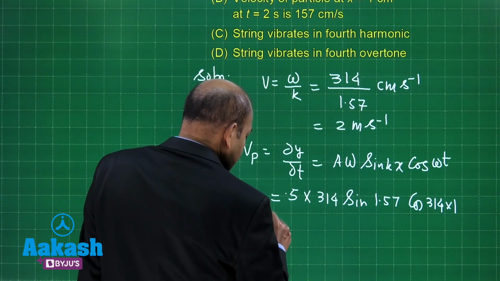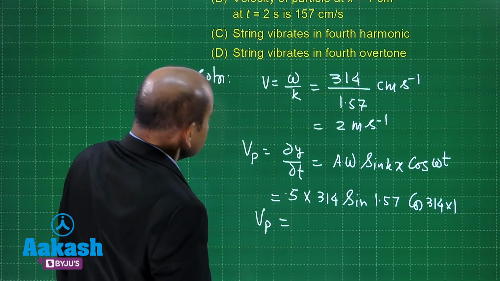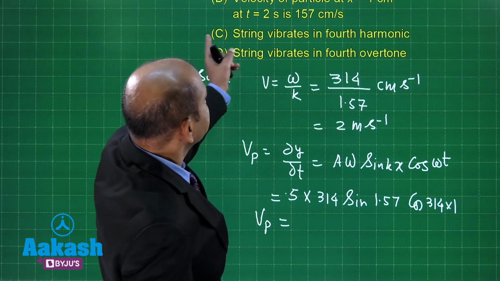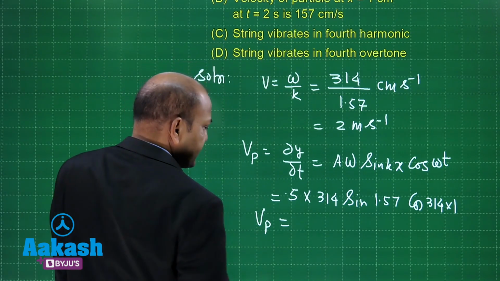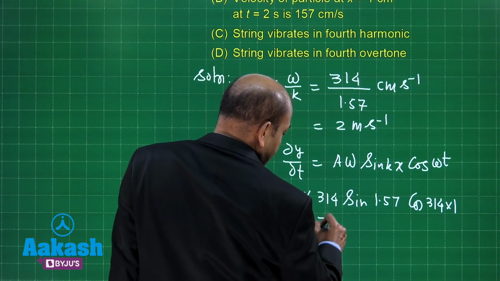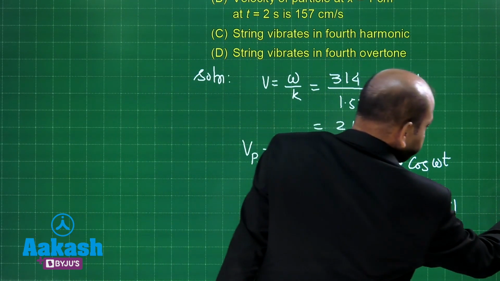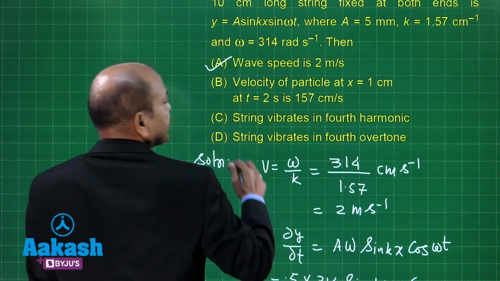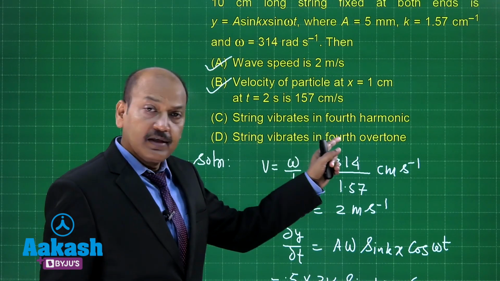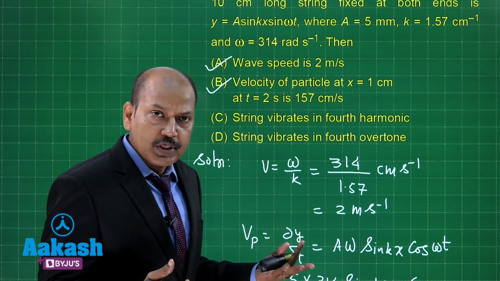So velocity of particle then comes out as 0.5 into 314 centimeter per second. And what is the option? The option is 157 centimeter per second. In fact, it is exactly matching. So this is 157 centimeter per second. So that means we have another correct option here, option B. And now we need to check whether it is vibrating in fourth harmonic or fourth overtone or not.